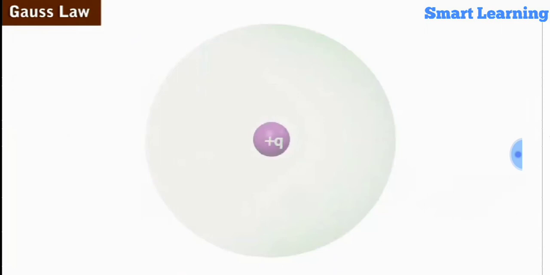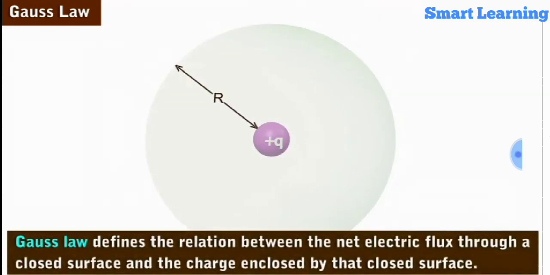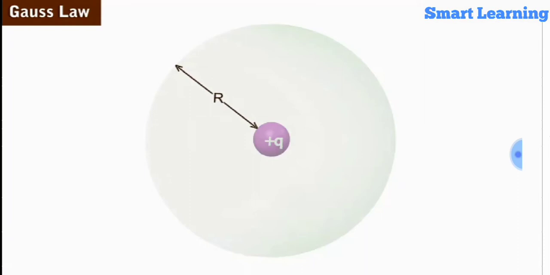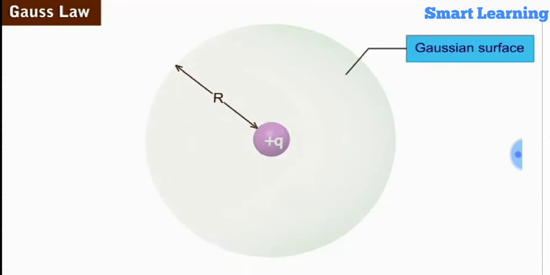Let us now consider a point charge plus Q placed at the center of the sphere of radius r. Let us now look at Gauss' law, which defines the relation between the net electric flux through a closed surface and the charge enclosed by that closed surface. The law is of fundamental importance in the calculation of electric field strengths. The closed surface is referred to as the Gaussian surface.